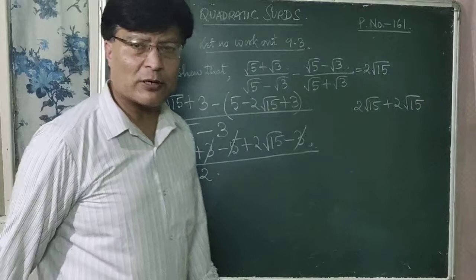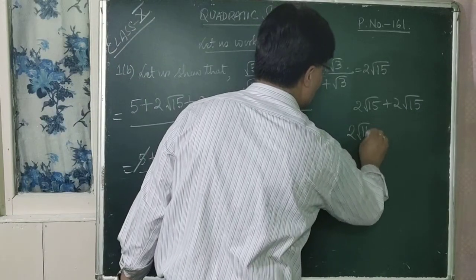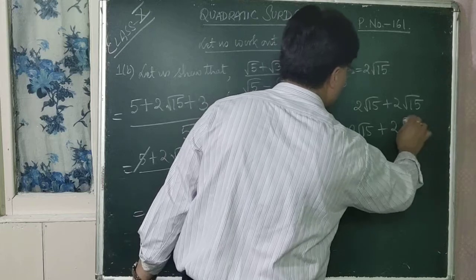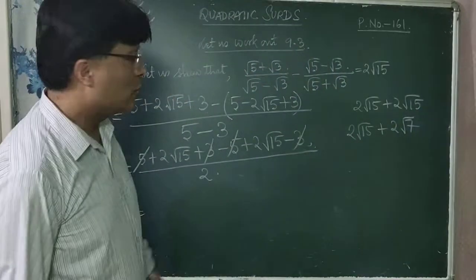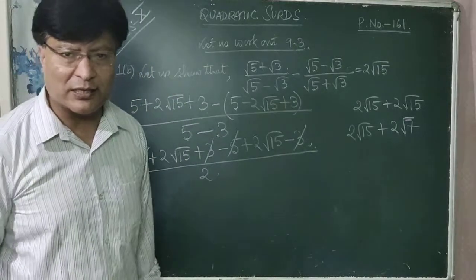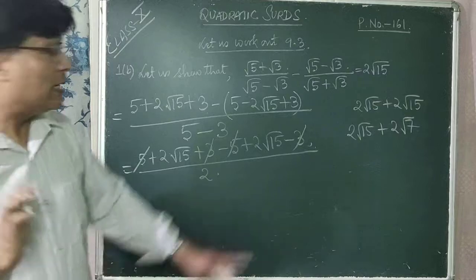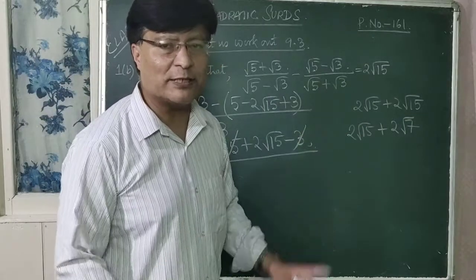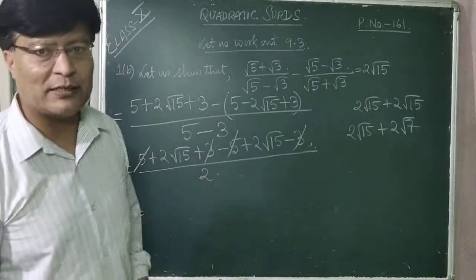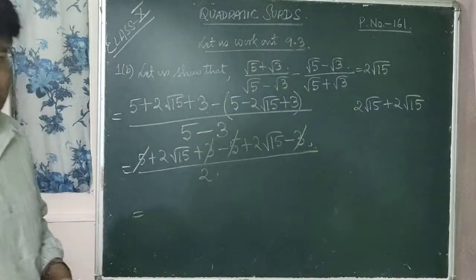So what type of surds are known as dissimilar surds? That is 2 root over 15 plus 2 root over 7. So this is root over 15 and that is root over 7. These are different surds, isn't it? That's why these are known as two dissimilar surds. And dissimilar surds cannot be simplified, cannot be added, cannot be subtracted. Okay? Only similar surds can be simplified.